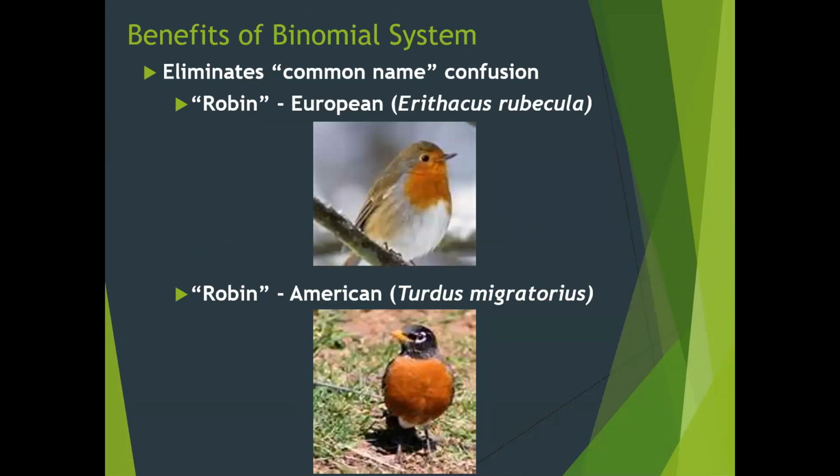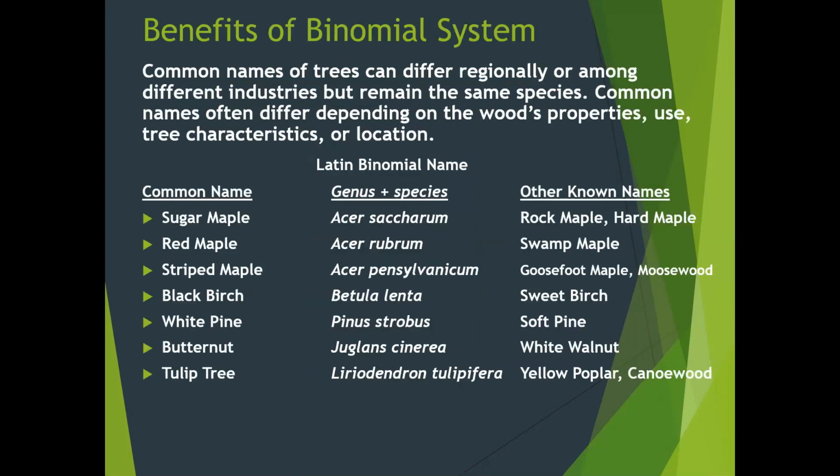This is to eliminate the confusion of common names. People can call something a robin in Europe, but it could be a completely different species in America. The robin in America is Turdus migratorius, but the robin in Europe is Erithacus rubecula, and they're completely different looking organisms. So the binomial system and Latin names are supposed to eliminate that confusion.